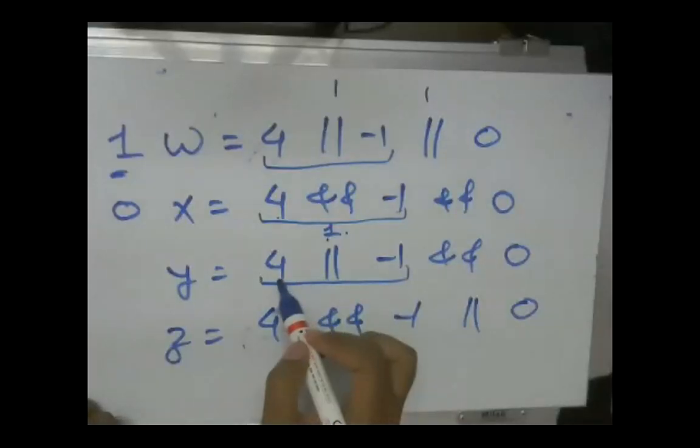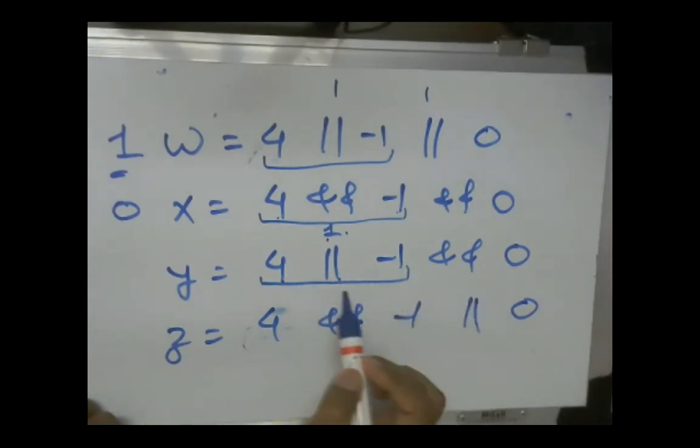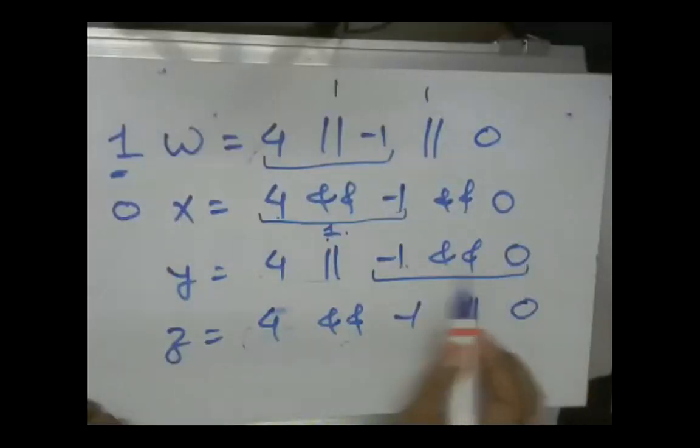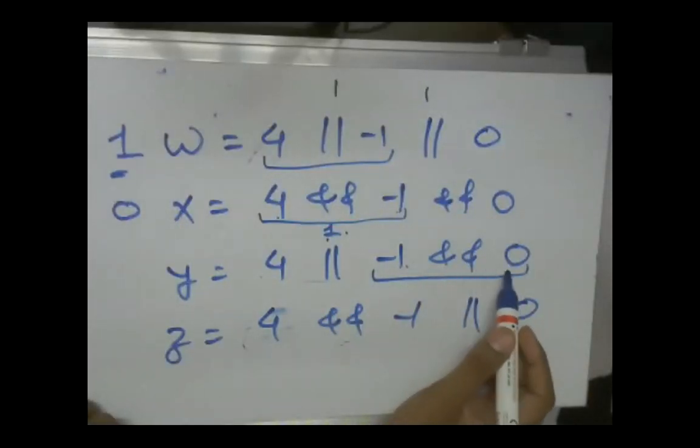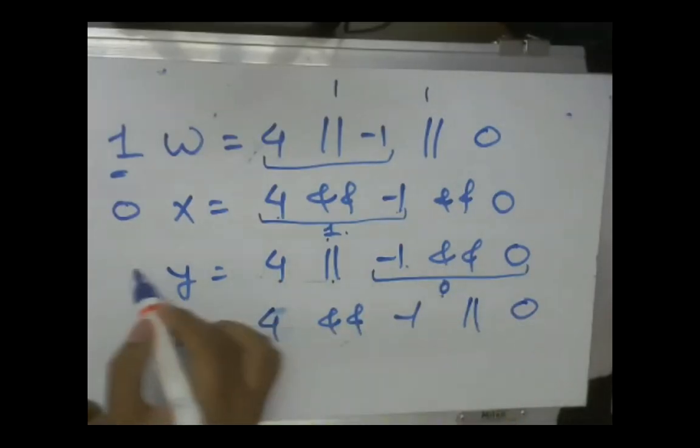1 OR with -1 is true or true. But which has the highest priority, the OR operator or the AND operator? The AND operator. So this gets solved first. So -1 AND with 0 is 0. Now 4 OR with 0 is 1.